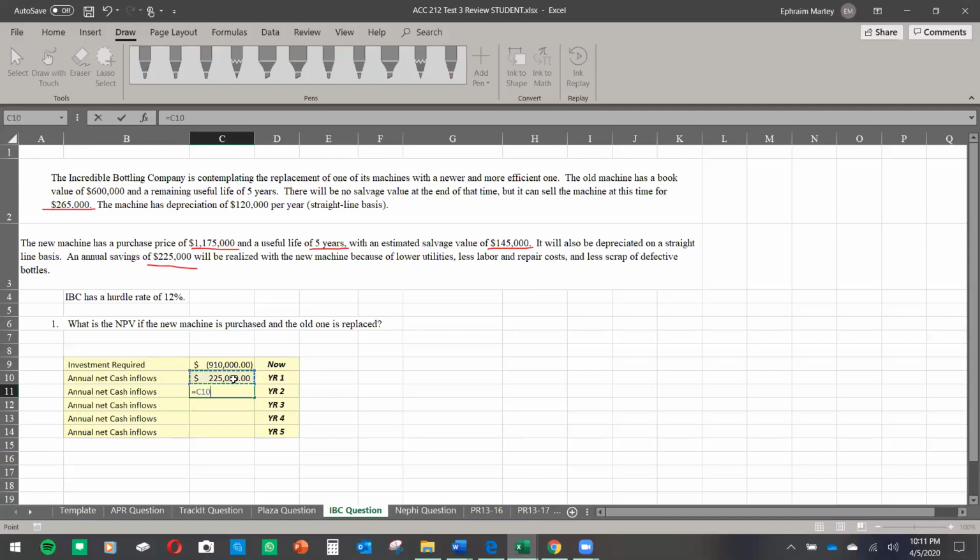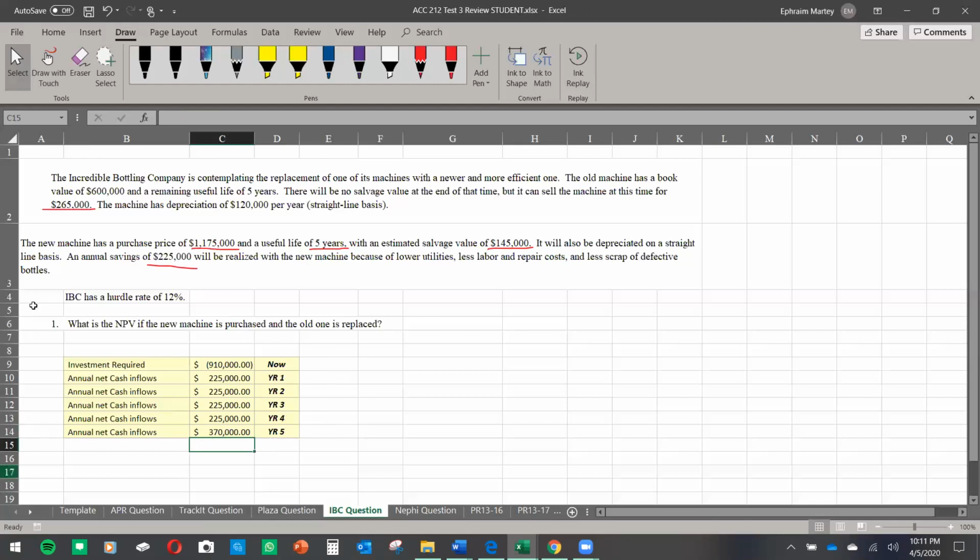Okay, so we're going to reference that and drag it all the way here. Okay, but in the 5th year, we have a salvage value of 145,000. When we're done, when we get rid of the new machine, we can sell it for 145,000. So that will be a cash inflow, cash coming to us. So we have 145,000 of that. So at the end of the 5th year, we have 370,000 that we'll get.